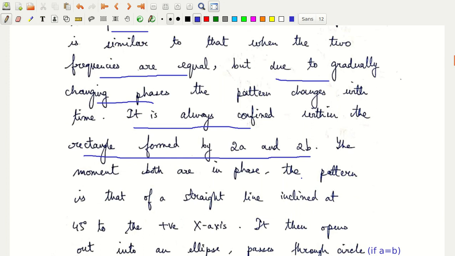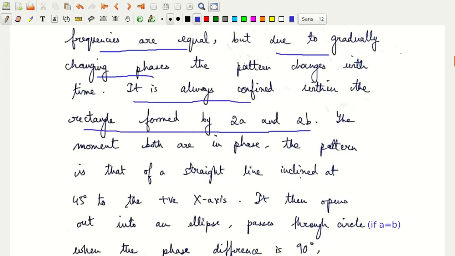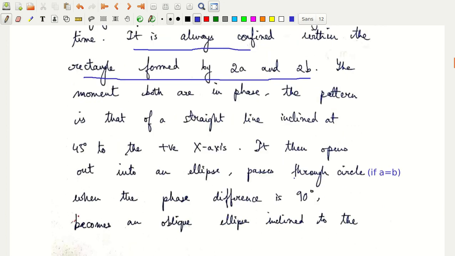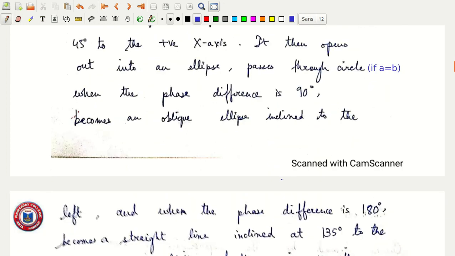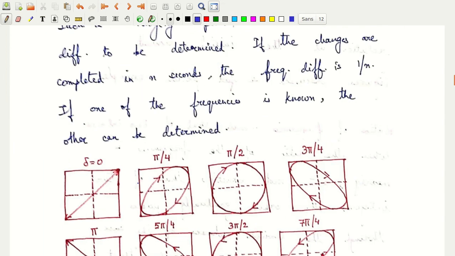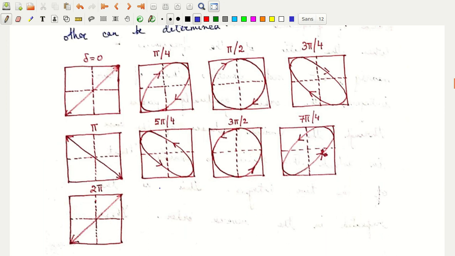Slowly the pattern will change, say from a straight line when the phase difference is 0 initially, and then it will open up into an ellipse, and after that pass to a circle if A equal to B when the phase difference is 90 degrees, and after that it will become an oblique ellipse inclined to the left, and again when the phase difference is 180 degrees it will become a straight line inclined at 135 degrees to the positive x-axis. So graphically you can get a representation like this.